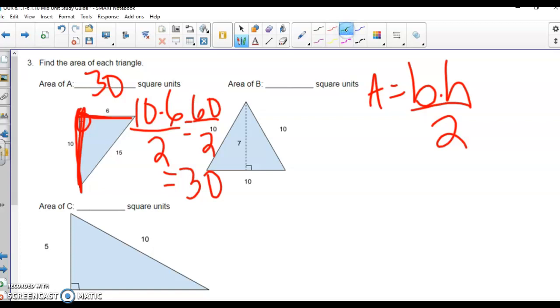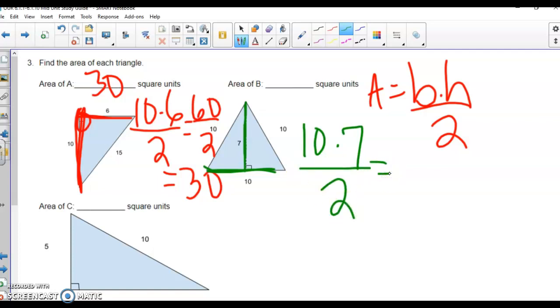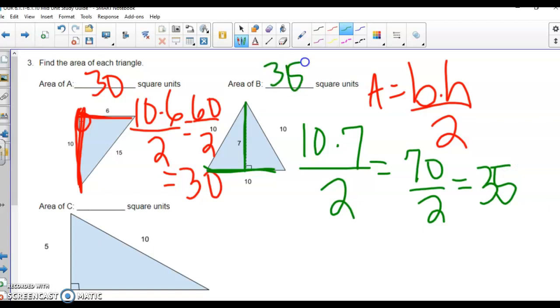For B, there is your height. Here is your base. So your base is 10. Your height is 7. And then we're going to divide by 2 because it's a triangle. So 10 times 7 is 70. 70 divided by 2 is 35. So 35 square units. Let me erase. Here we go. 35. Notice on each one that we have a distractor.